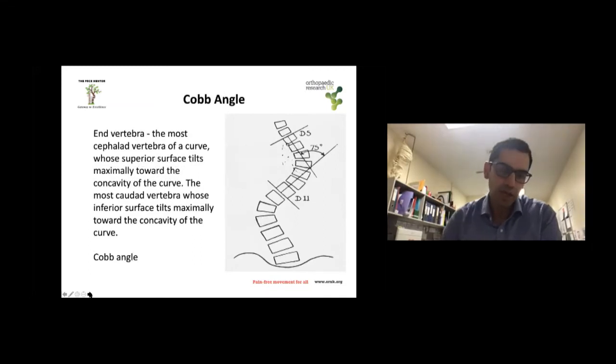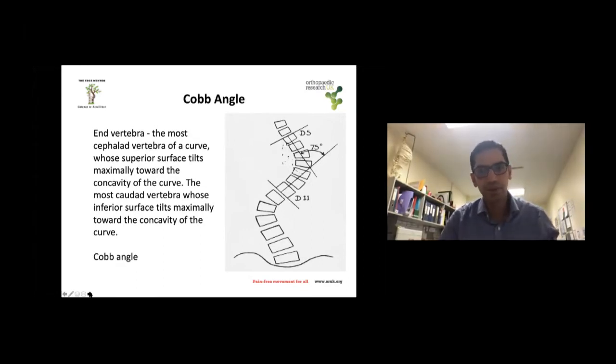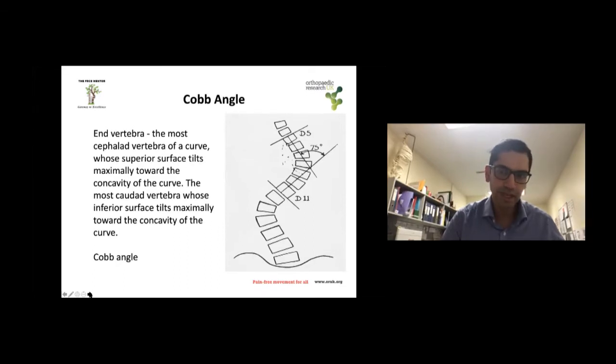When you get your X-rays up to measure the size of the curve, you need to know what the end vertebrae are. The end vertebrae are the vertebral bodies in the proximal and distal aspect of the curves, which are most tilted towards the concavity of the curve. So what you then do is decide on your superior end vertebra, inferior end vertebra. You draw a line along the superior end plate of the superior end vertebra. You draw a line along the inferior end plate of the inferior end vertebra. And then you draw perpendicular lines to those two lines. And then the intersection of those lines forms the Cobb angle.